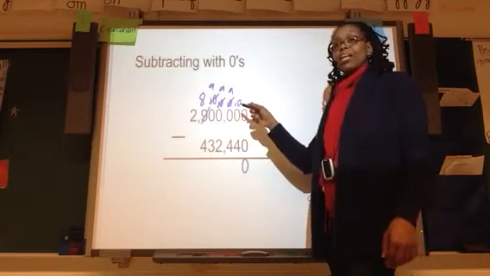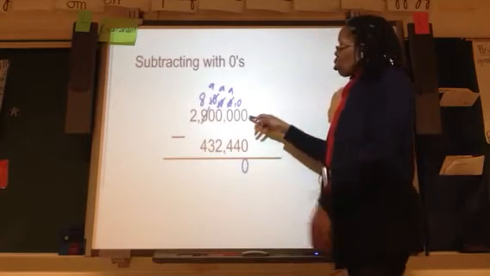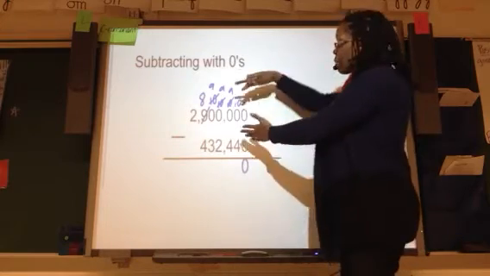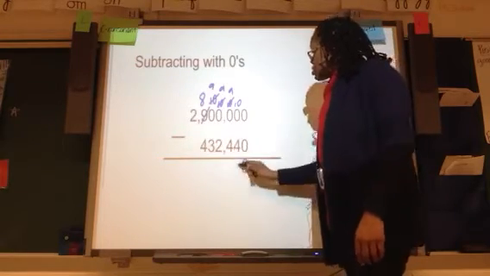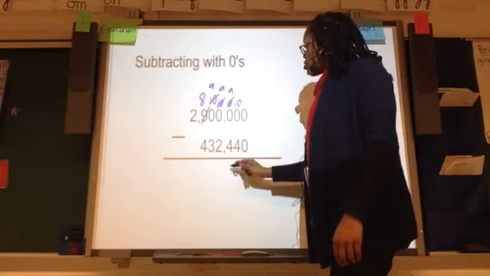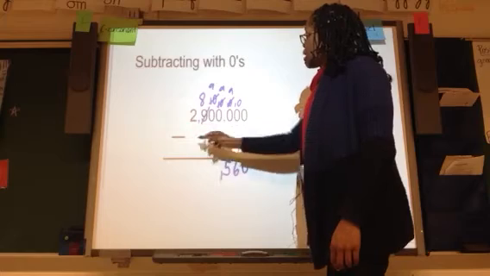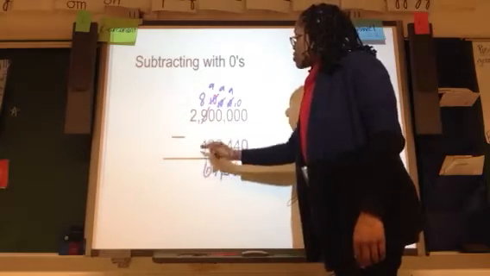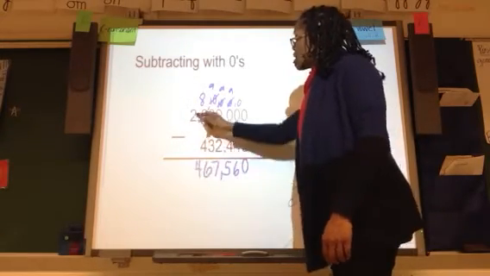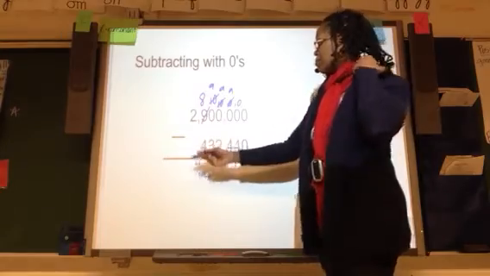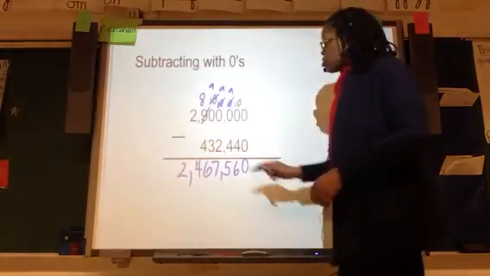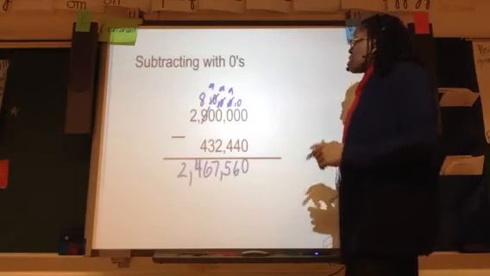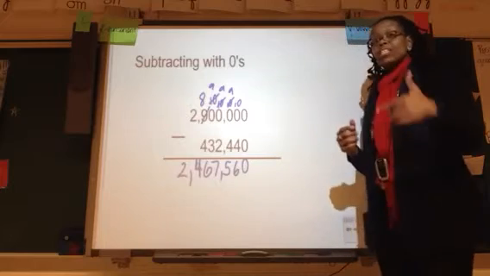So we don't cross off this 10, because, look, the ones place was 0 minus 0, and you could do that, so you didn't have to borrow. So you stop here, you do 10 minus 4, which is 6, 9 minus 4, which is 5, 9 minus 2, which is 7, 9 minus 3, which is 6, 8 minus 4, which is 4, and you bring that 2 down, because look, 2 minus nothing is 2. So then that makes your answer 2,467,560.